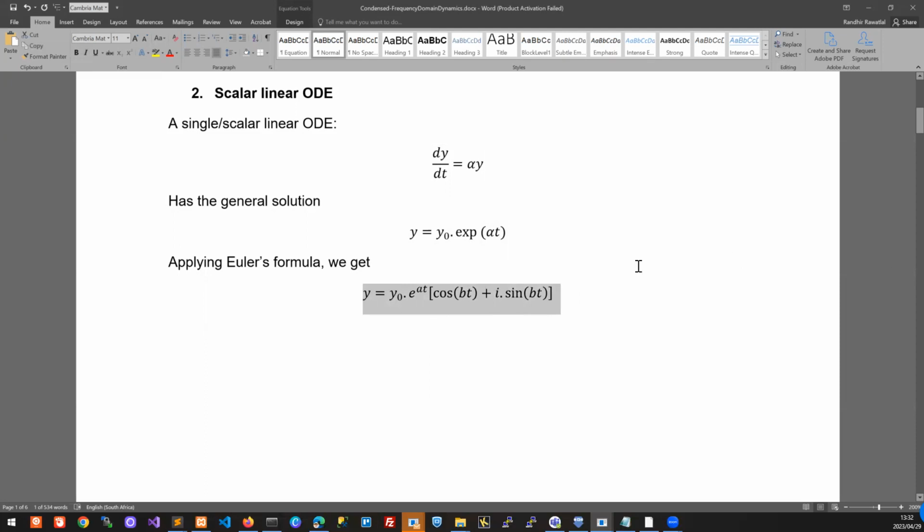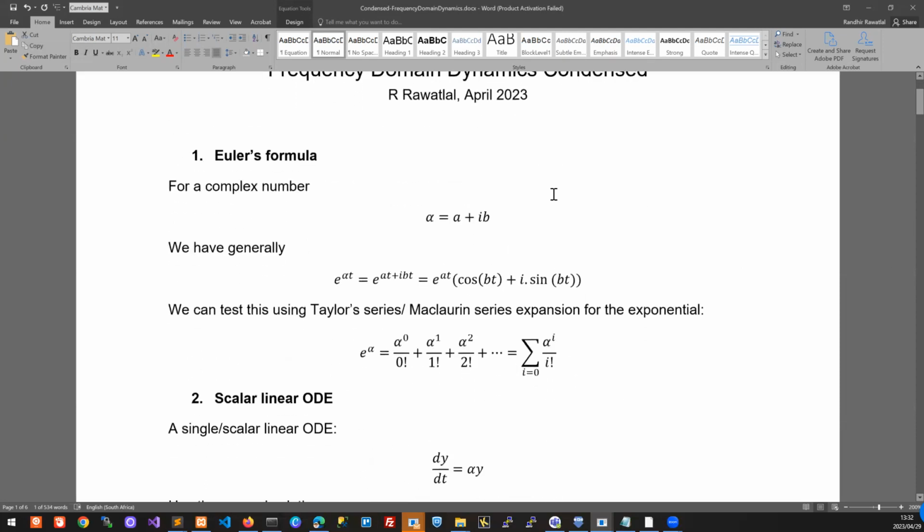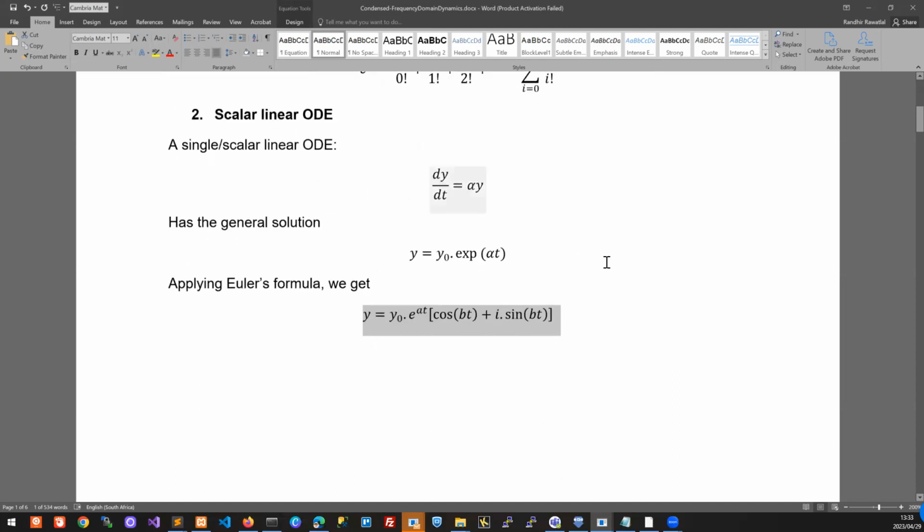Okay, so I hope that at least gives us some motivation to keep using Euler's formula, and we can see it might arise later on.